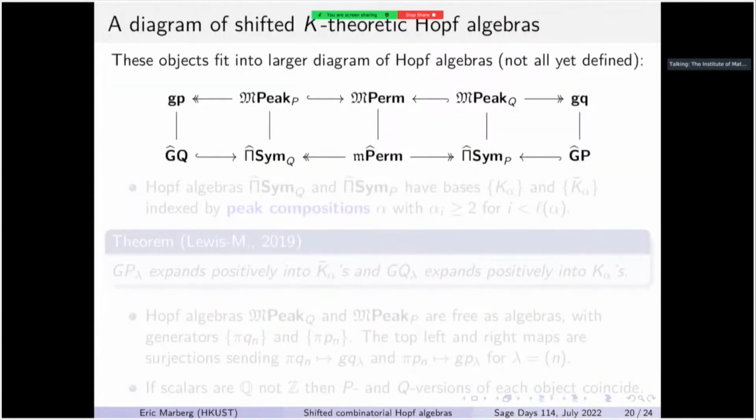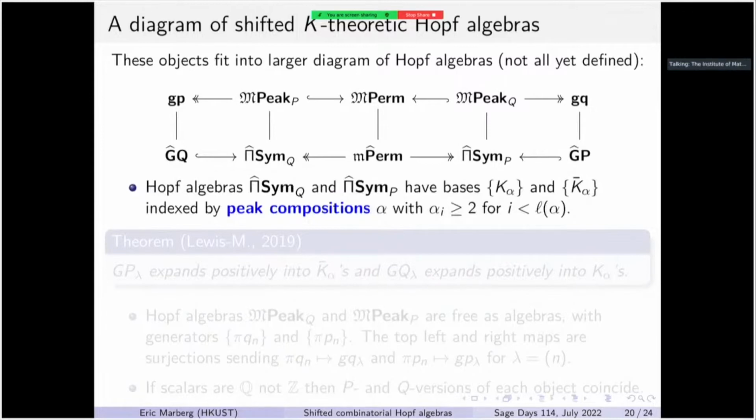Okay, so I can put all of these now in this bigger diagram of Hopf algebras. For the very last part, I just want to say, how do we motivate these combinatorial definitions algebraically? We've already seen these K-theoretic Hopf algebras. We just defined these. And then there are these intermediate things.